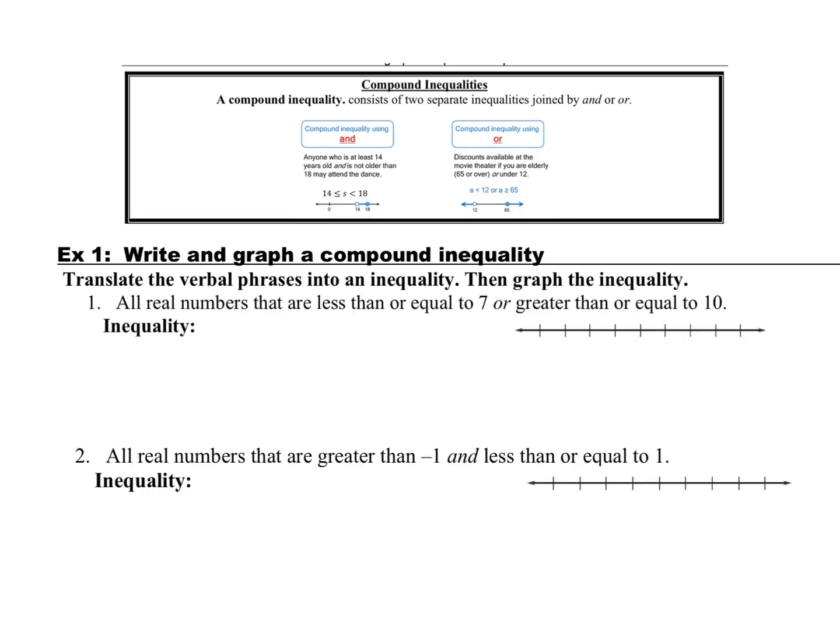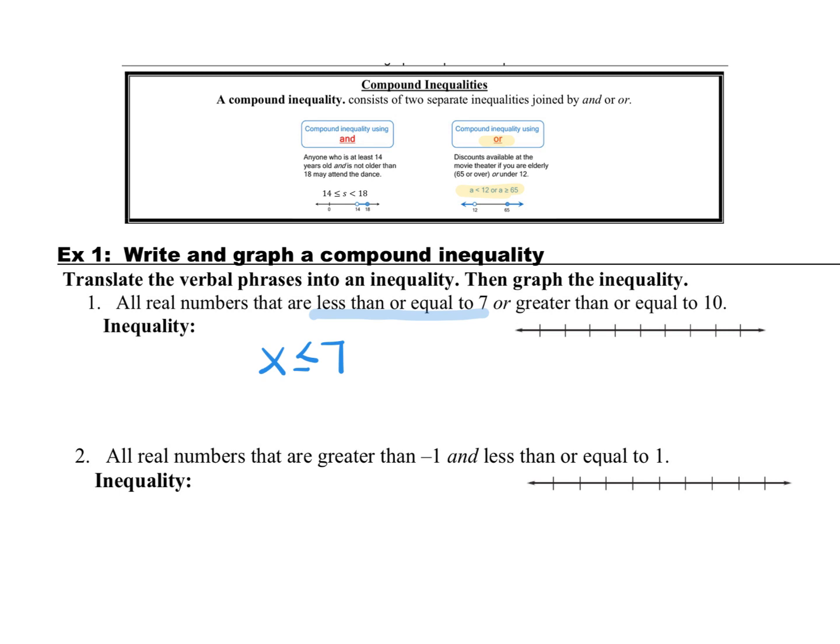All right, example 1. How do I write and graph a compound inequality? We're going to translate the verbal phrase into an inequality, and then we're going to graph the inequality. It says, all real numbers that are less than or equal to 7 or greater than or equal to 10. Notice that for the "or" ones, we're writing them as just two separate inequalities, and we're just placing the "or" between them. So we'll write our first inequality. It says all real numbers that are less than or equal to 7. So let's start by writing x is less than or equal to 7.